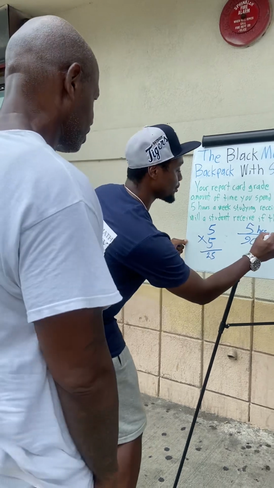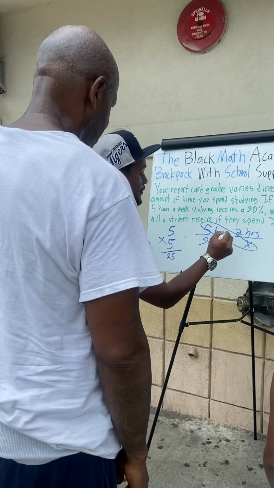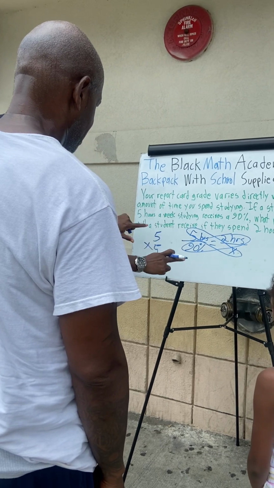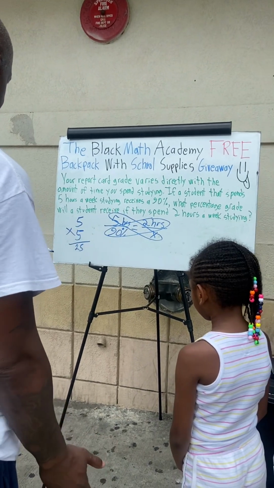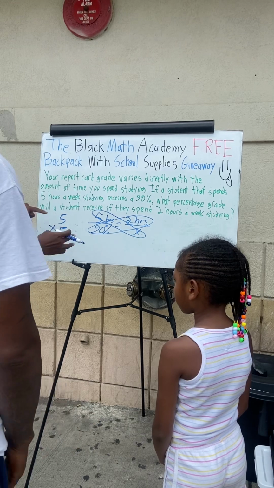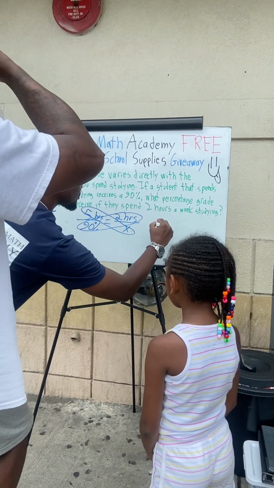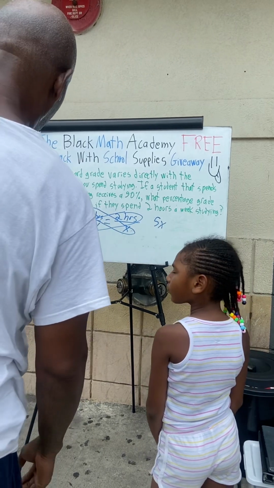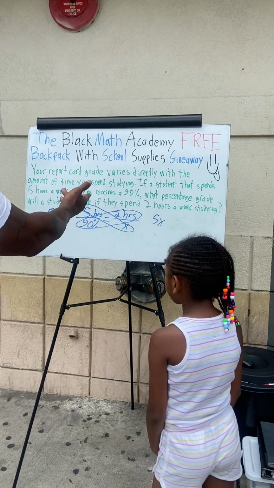So we're going to multiply these two, and we're going to multiply these two. So 5 times x would be 5x. We can't actually multiply because we don't know what it is, so we just write 5x. 90 times 2 is 180.